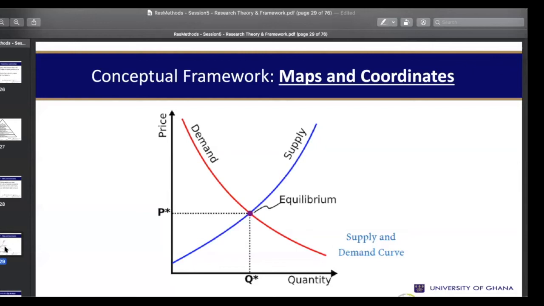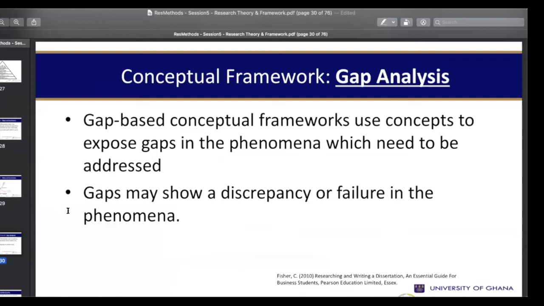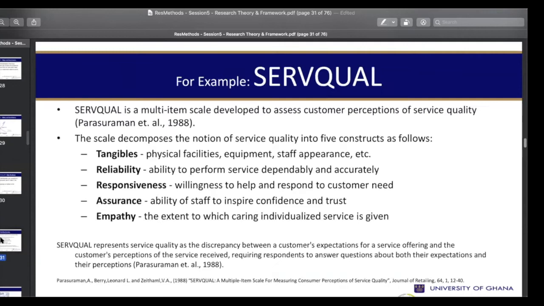And then gap analysis. Some people also do studies based on gap analysis. What do you mean by gap analysis? The relationship means that this is what we expected, this is what we got. So there's a gap between the design and the reality. So most of the studies, there are models that are gap-based models. What they try to do is that this is what the customers expected and this is what the customers got. One of such models is what we call the service quality model, which is a very popular model. Service quality is one of the most researched areas in management because it actually cuts across so many things.